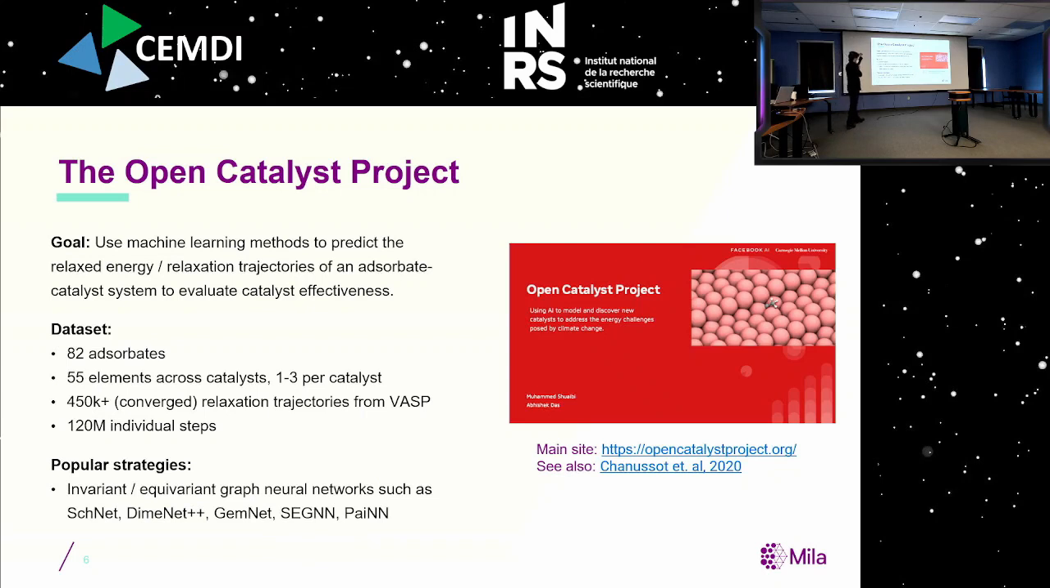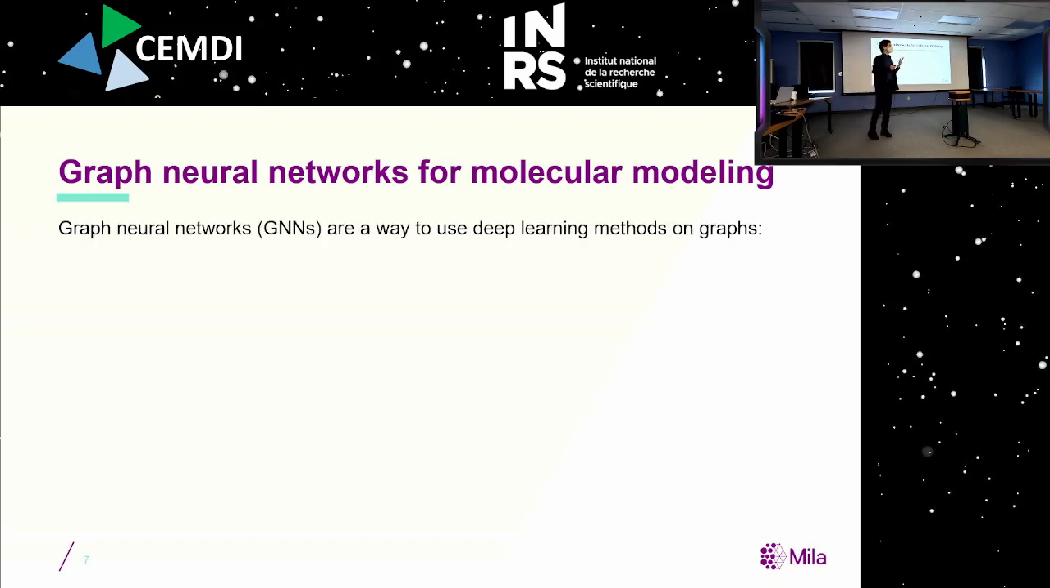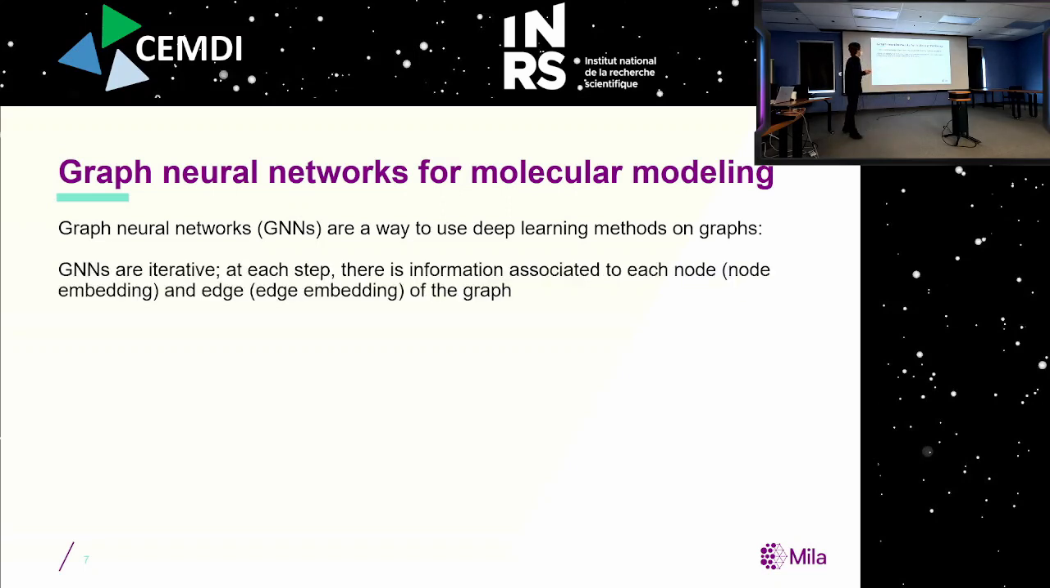OK, so some popular strategies here include invariant and equivariant graph neural networks, such as SchNet and DimeNet++ and so on. Let's dive into a little bit what these things are. So graph neural networks for molecular modeling. Graph neural networks are a way to use deep learning methods on graphs, basically. Deep learning being roughly equivalent to neural networks.